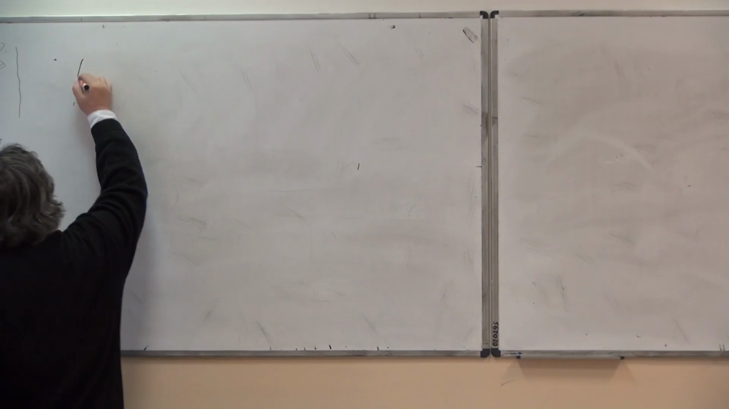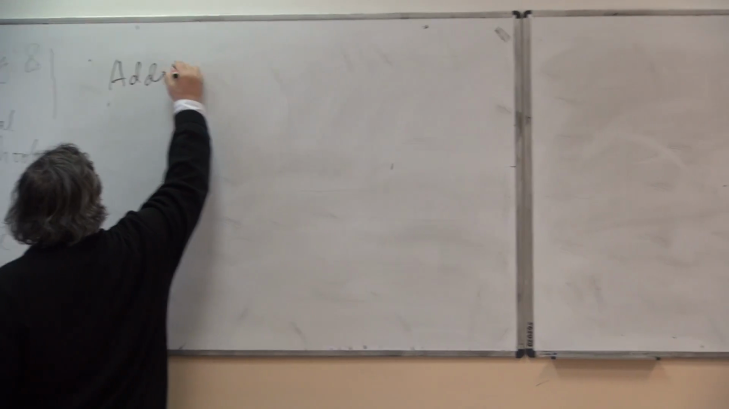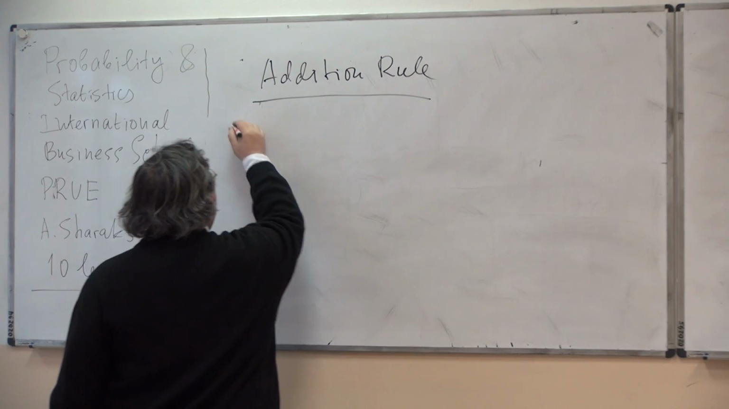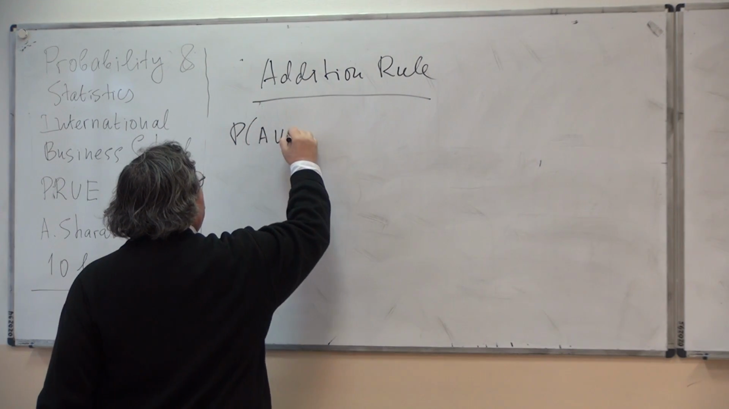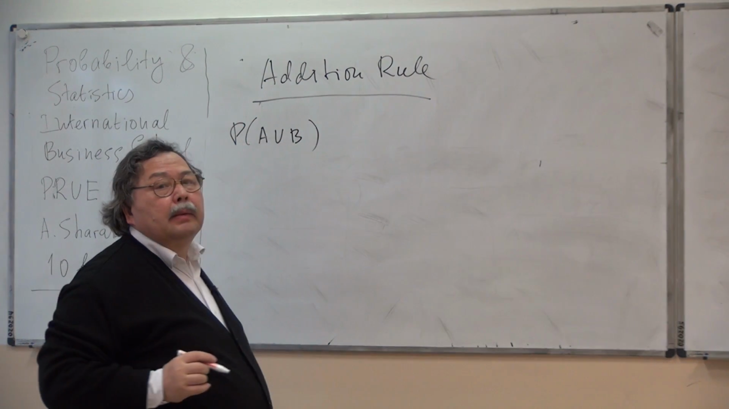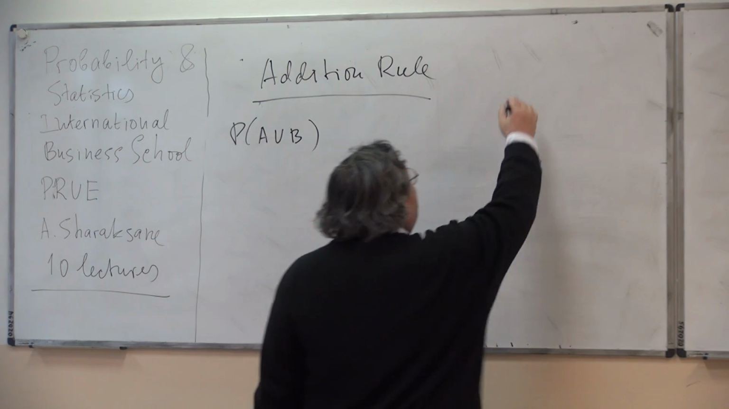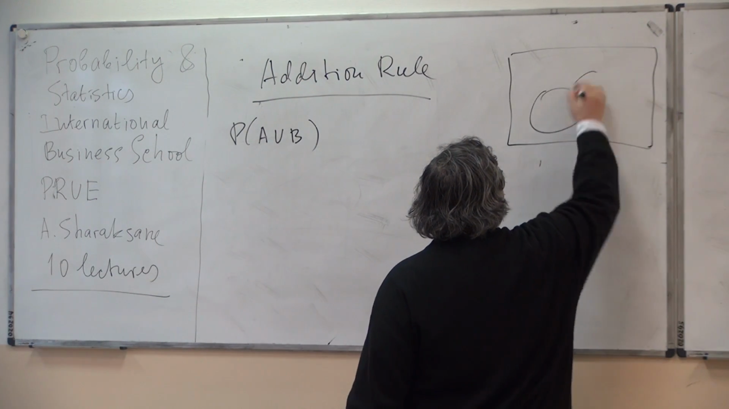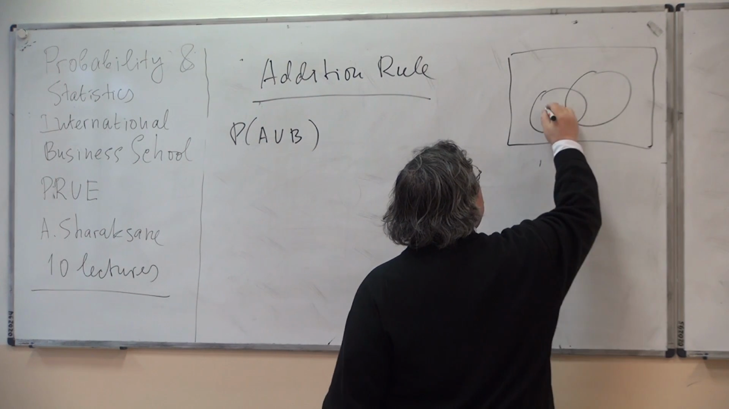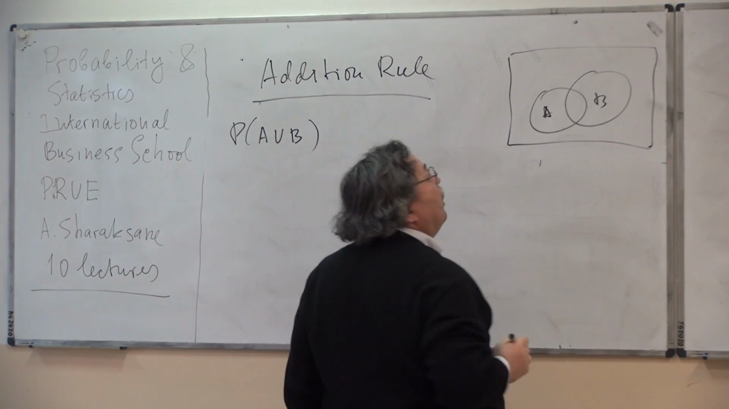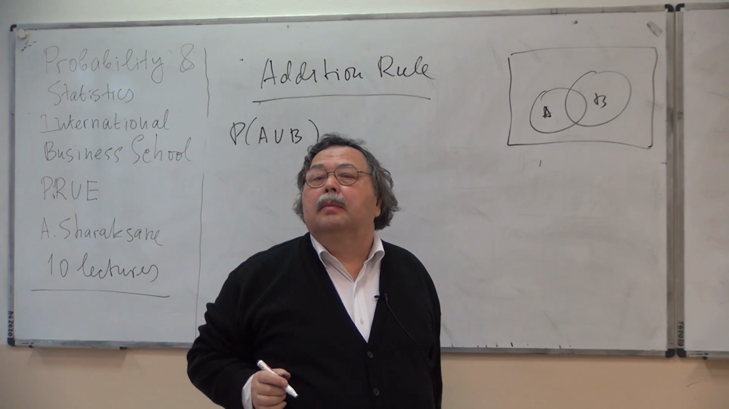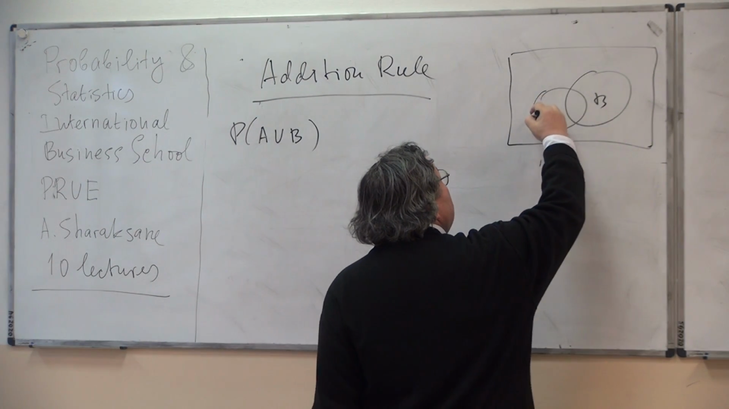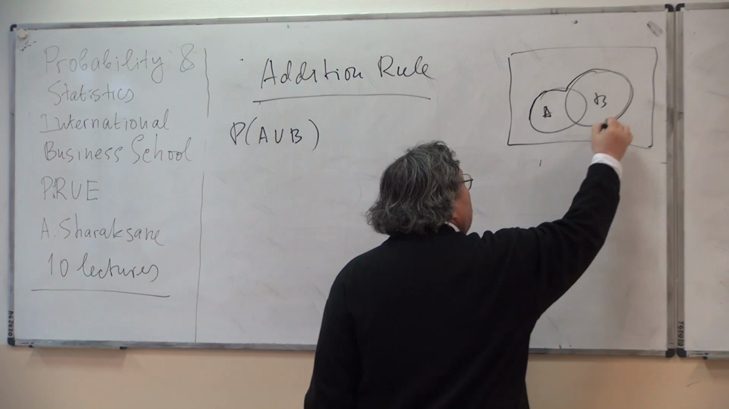Addition rule. What's the probability of A union B? Let's use this technique and diagram. Okay, what is A union B in this picture? It's this total shape, okay?